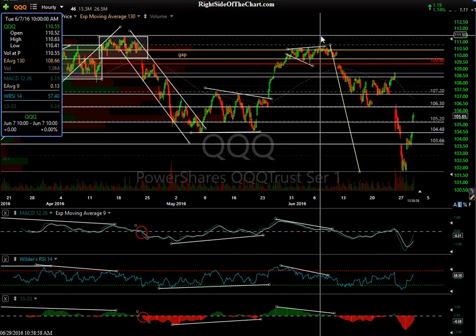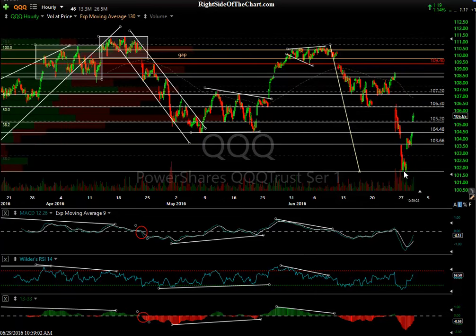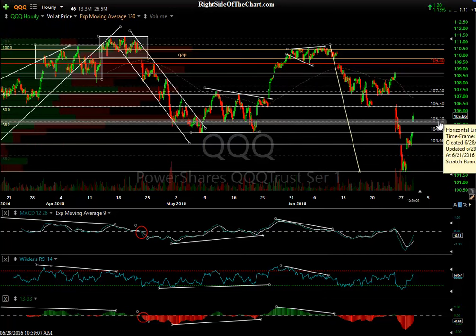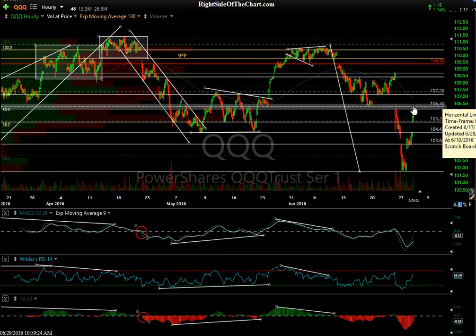Let me try to move my crosshairs. We hit a high back around June 6, and here's the lows on Monday. Now keep in mind, the horizontal lines that I have here, these levels I added before I even put the fibs up. I just put these fibs up today. And you can see almost perfectly how the key Fibonacci retracement levels, the 38.2, the 50%, and the 61.8 come in with my key resistance levels that I'm watching.